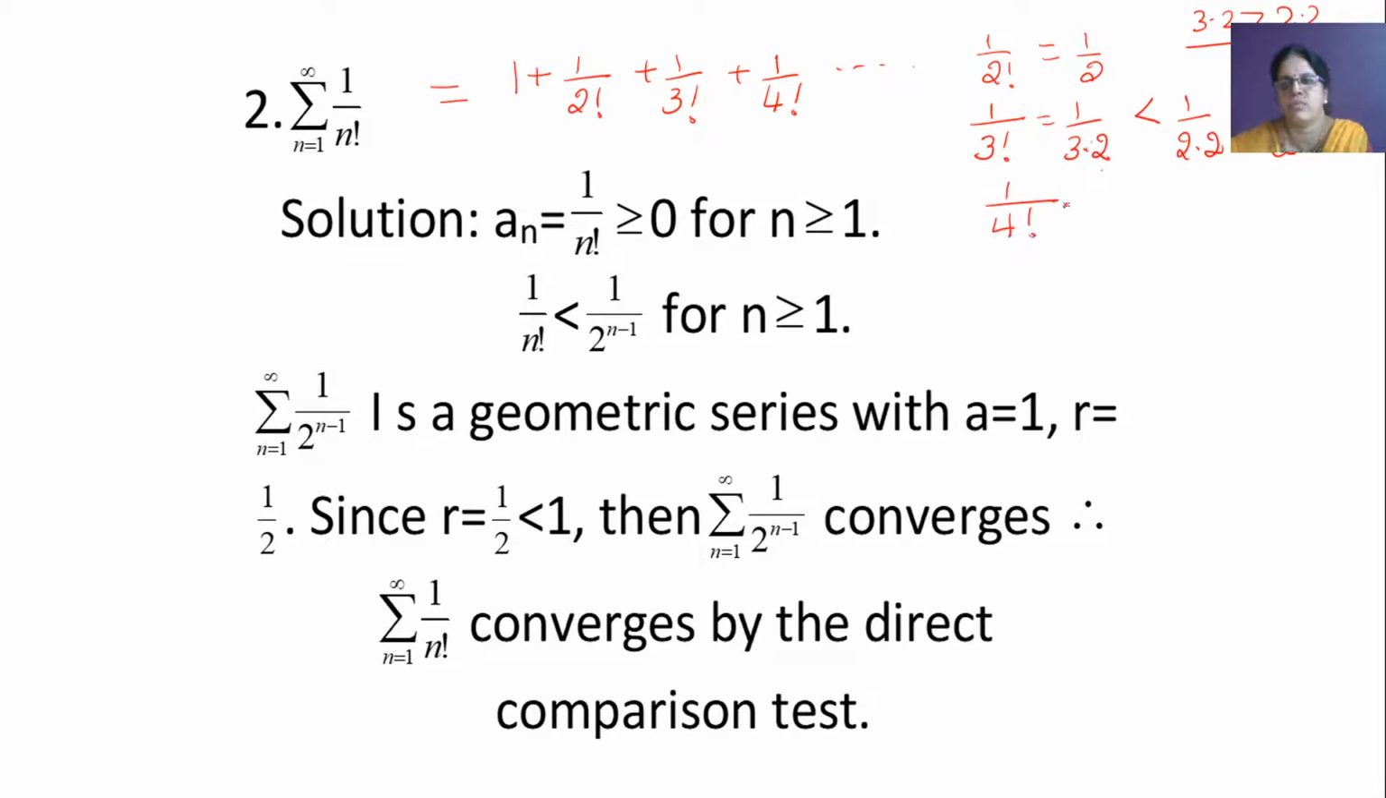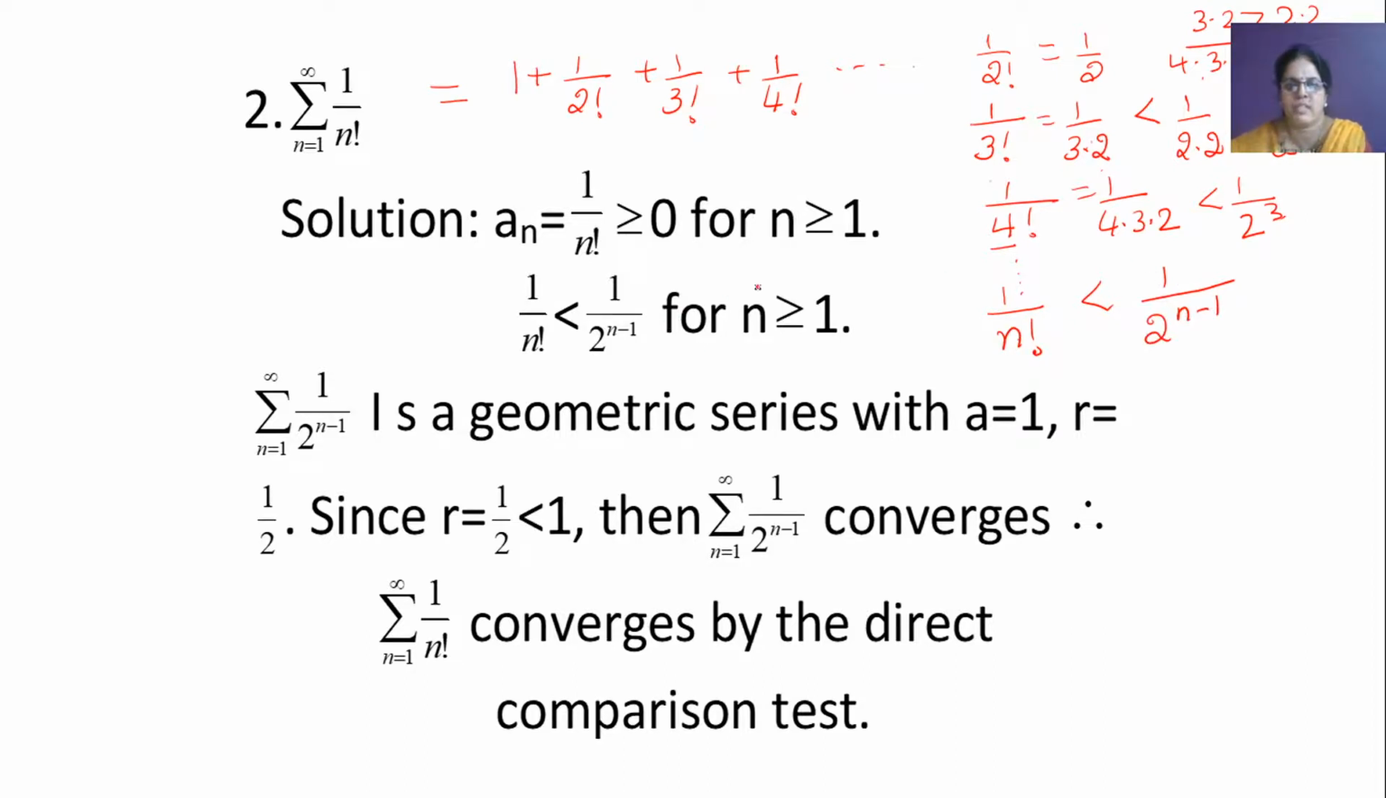Similarly, 1 by 4 factorial means 1 by 4 into 3 into 2. And here also 4 into 3 into 2 is greater than 2 into 2 into 2. So the reciprocal is less than 1 by 2 into 2 into 2, that is 2 cube. Like that, each term 1 by n factorial is less than 1 by 2 power n minus 1.